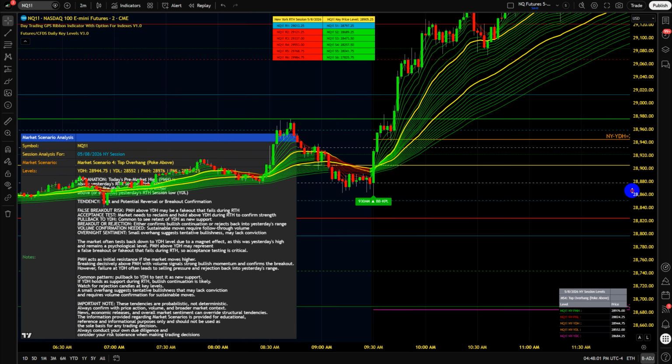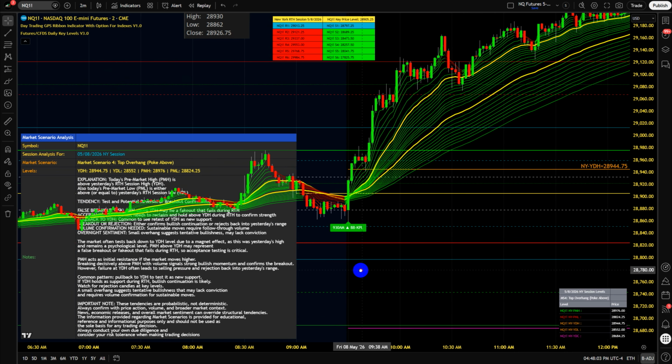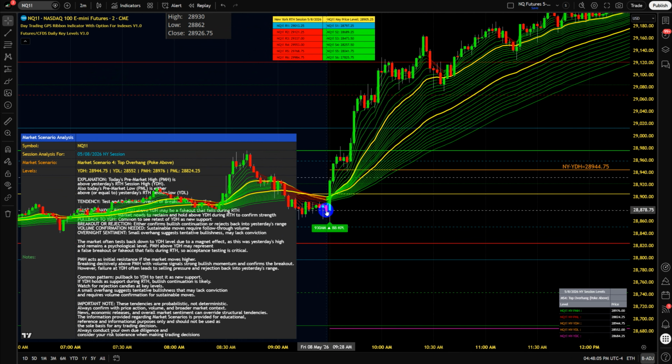So you have several different trade opportunities here. You have the opening candle opportunity. You have the close above YDH, so you could take a bullish trade off of YDH because what is happening? The ribbon is also green. The ribbon is completely green and it is pulling away. The upper bands are pulling away.